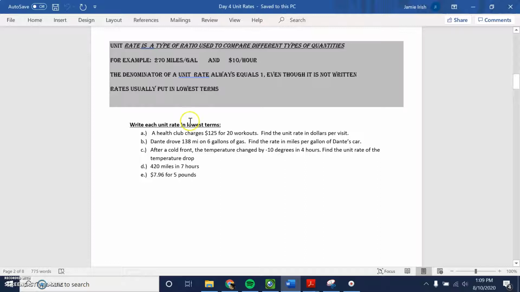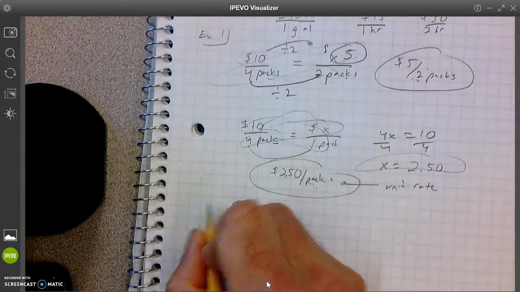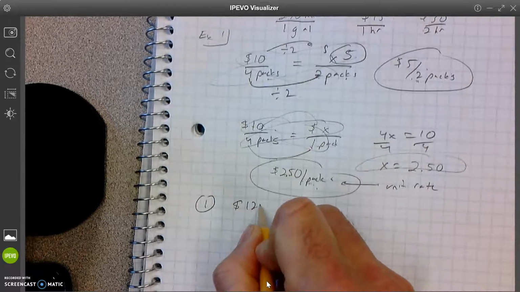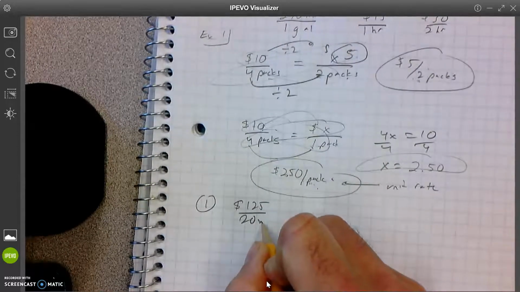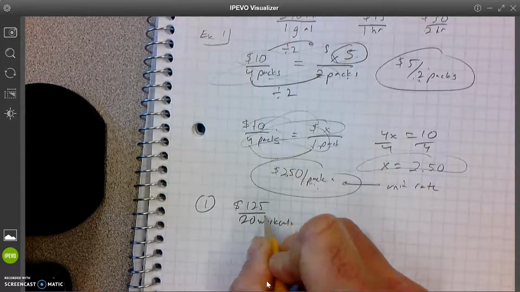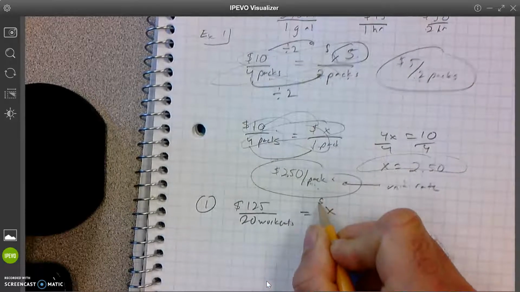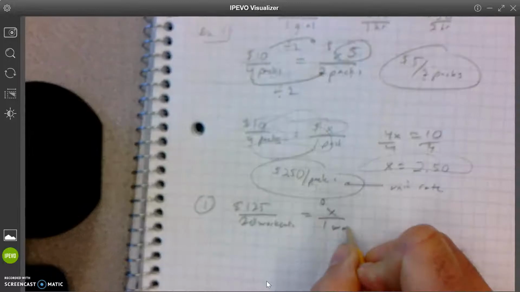A health club, follow as I read. The health club charges $125 for 20 workouts. Find the unit rate in dollars per visit, or dollars per workout. Okay, so find the unit rate. So it's $125 for 20 workouts or visits at this gym. So how much money for 1 workout?